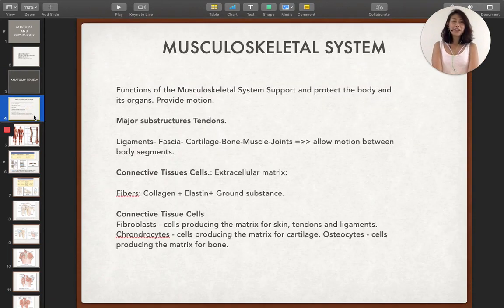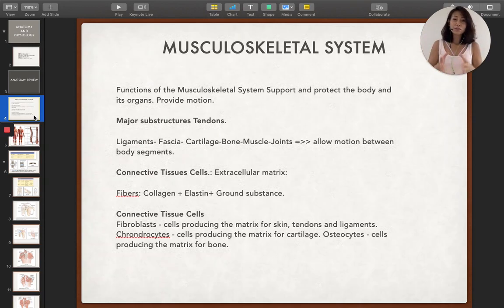So we have many systems in our body. The most touchable ones, and the ones that everybody is focusing on, is the musculoskeletal system. What is the function of the musculoskeletal system? Yes, it is to support and protect the body and its organs. It provides motion as well. So when we move into different poses, we are using these two systems together, which is muscle and skeleton. So that's why they call it the musculoskeletal system.